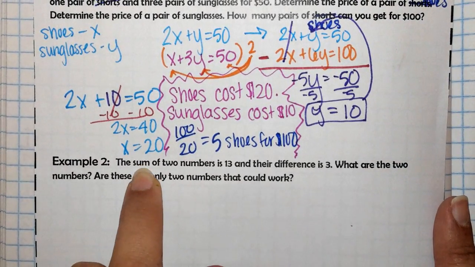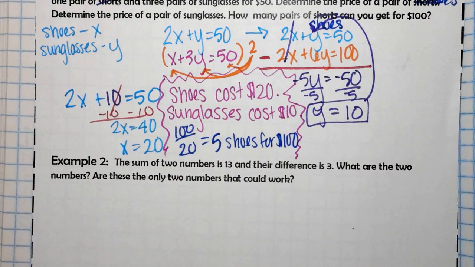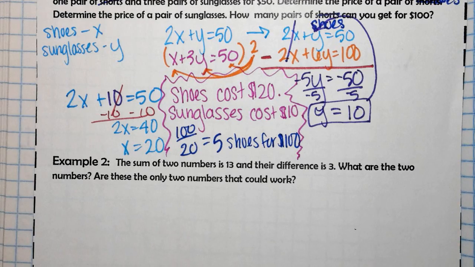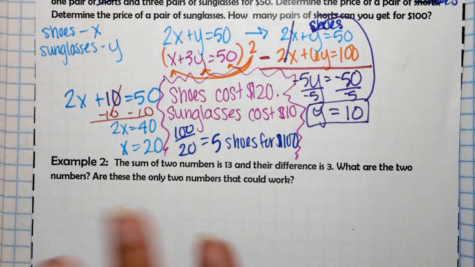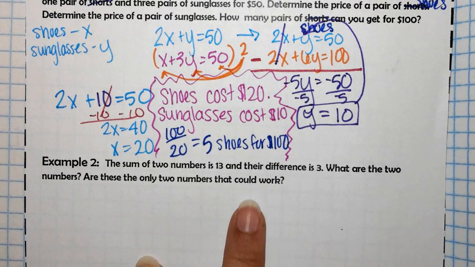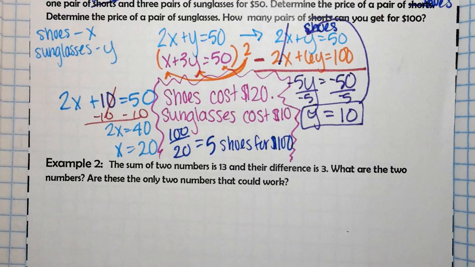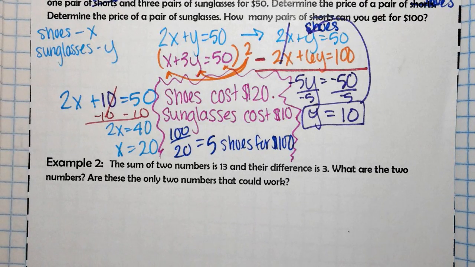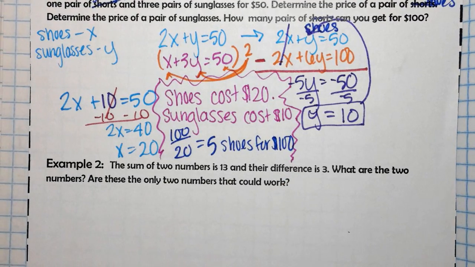All right, now let's look at example 2. It says the sum of two numbers is 13. What does the word sum mean? Add. It's the answer to an addition problem. And then their difference is 3. What does difference mean? Subtract.